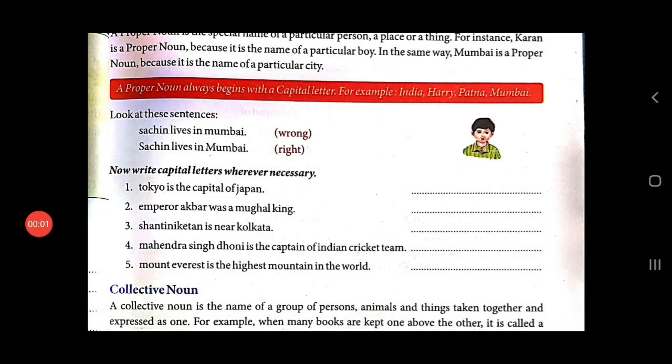First one, children, is Tokyo is the capital of Japan. Now here you can see 2 proper nouns. First one is Tokyo, the name of the city. Another one is Japan, the name of the country. So Tokyo, T will be capital, and Japan, J will be capital. So you have to rewrite the whole sentence making these 2 letters capital. Then you have to try the next sentences which are given in the same exercise.